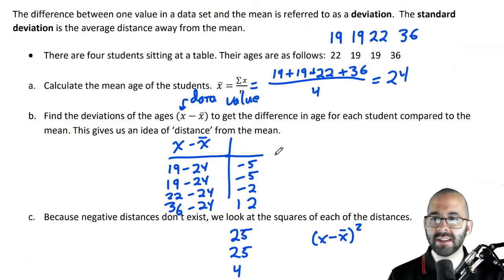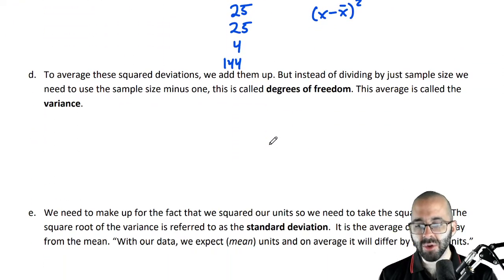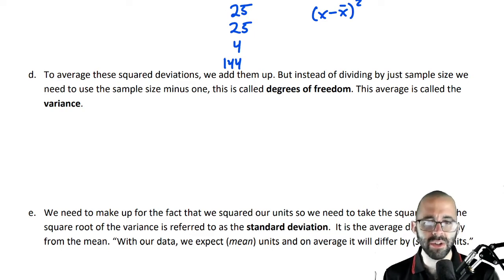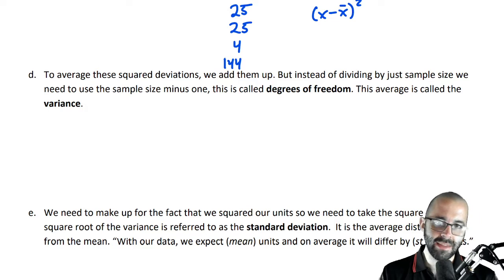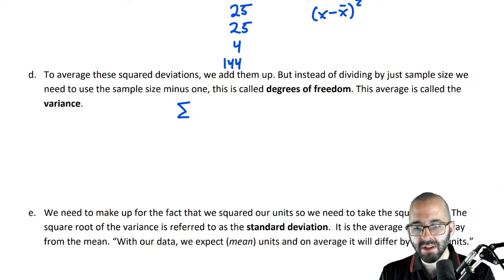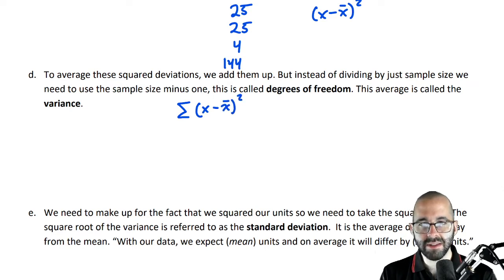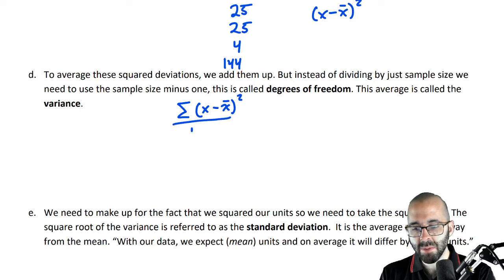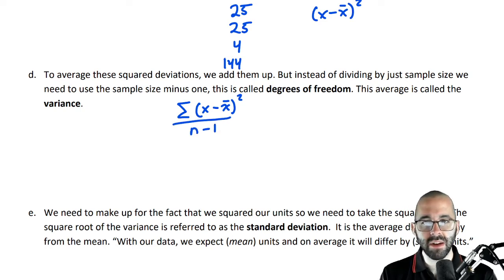Okay, let's keep going. Now we want to average these deviations. So we're going to add them up and divide by n minus 1. And the reason why we add them up and divide by n minus 1 is a little complicated. It has something to do with degrees of freedom. If you want to read a little bit more about that, I have some resources I could give you. But in general, let's not worry about it too much. We're going to add up. We use the sigma for adding up all of them. We're going to add up all of these things that we just calculated, all of these x minus x bars, and divide by the sample size minus 1.